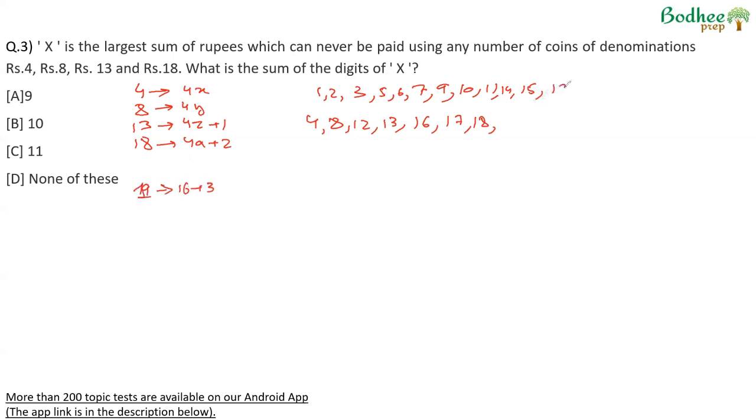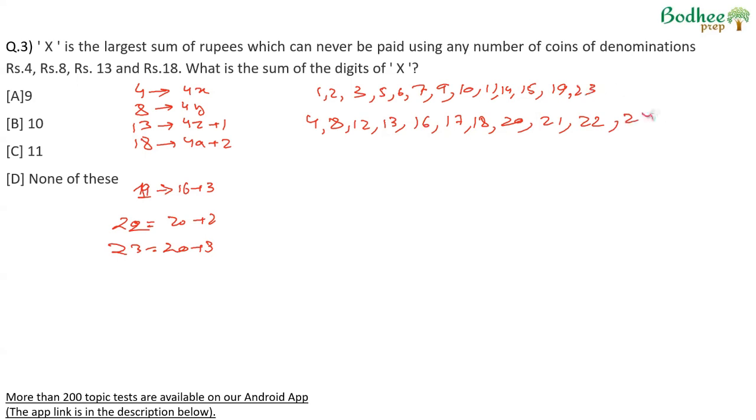Again, that will not be possible because we do not have any such number. 20 is possible, 8 and 12 is 20. 21, 8 and 13 is 21. 22 is 20 plus 2. So 18 we have, 18 plus 4, 22 we can get. 23. 23 is 20 plus 3. Again, because 4a plus 3 is not present, we will not be able to get that number.